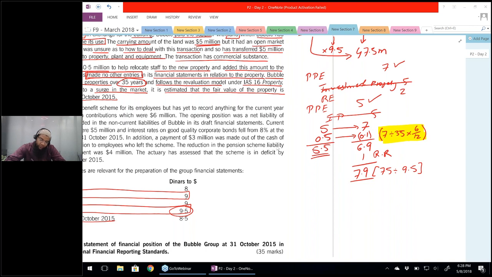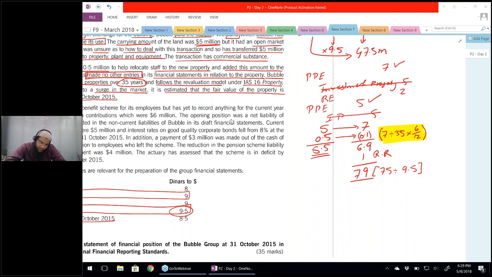No, Nabila, they have not depreciated the asset because the question had said earlier that no other entries have been made, which means that the question has only recorded 5 and 0.5. No other entries have been made means the question has not depreciated the asset.